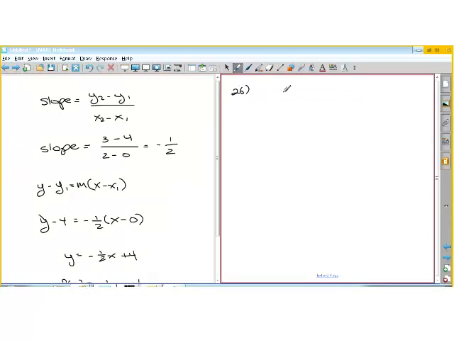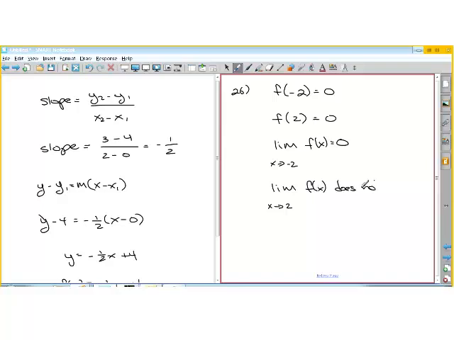So what we're going to do is the next problem. Let's go ahead and write them down here. F of negative 2 equals 0. F of 2 is equal to 0. The limit as x approaches negative 2 of f of x is 0. So in this case, the function does exist at this point, and it is also the limit. And the second limit case is the limit as x approaches positive 2 of f of x does not exist.